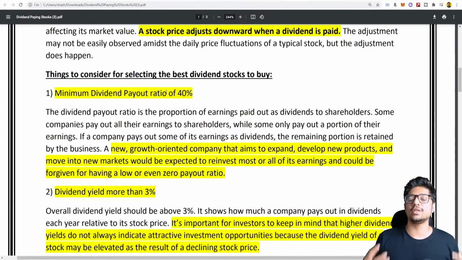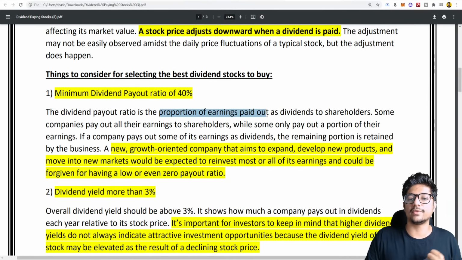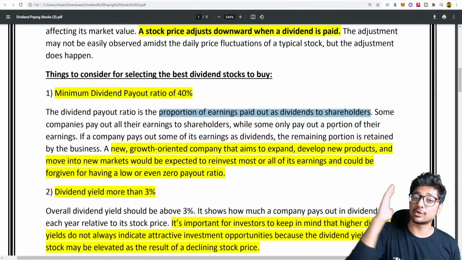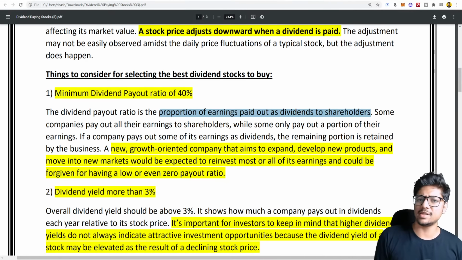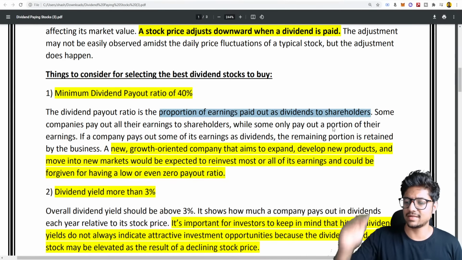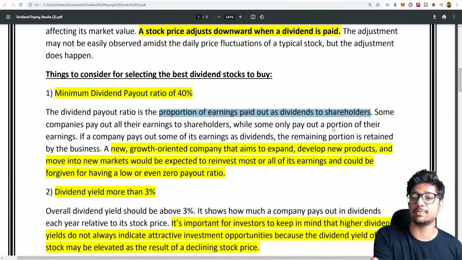But basically, what is dividend payout ratio? Dividend payout ratio is the proportion of earnings paid out as dividends to shareholders. If I've made a lot of money, how much of that am I giving? Some companies have a rule. Some big companies say, whatever happens, 20% of whatever I make will go back to shareholders. And this is a rule, which is very good, because you want the company to make more money, so you get 20% of that money.